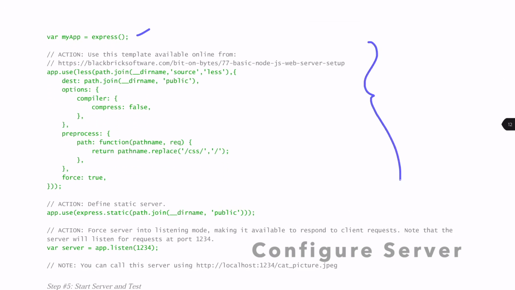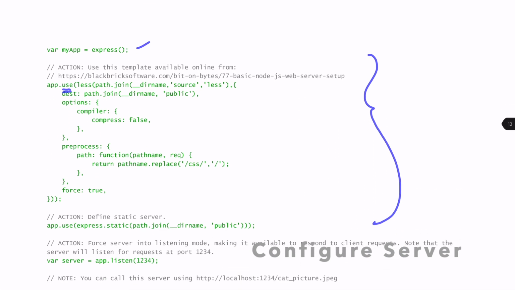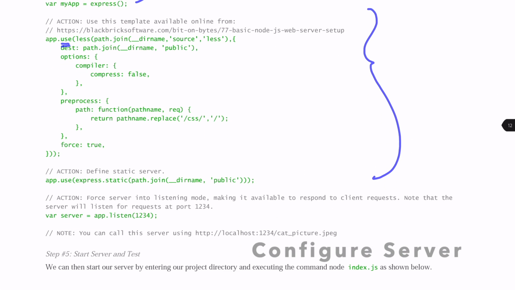in order to host the cat picture, we have a little bit more of a complex script that's set up. It essentially employs the use command, which works hand in hand with the less middleware library. I'm not going to go into too much detail here on what the less middleware library does. I'll leave that up to you to check it out on your own. You can also see this link right here. This is one that I use to learn about Express.JS.